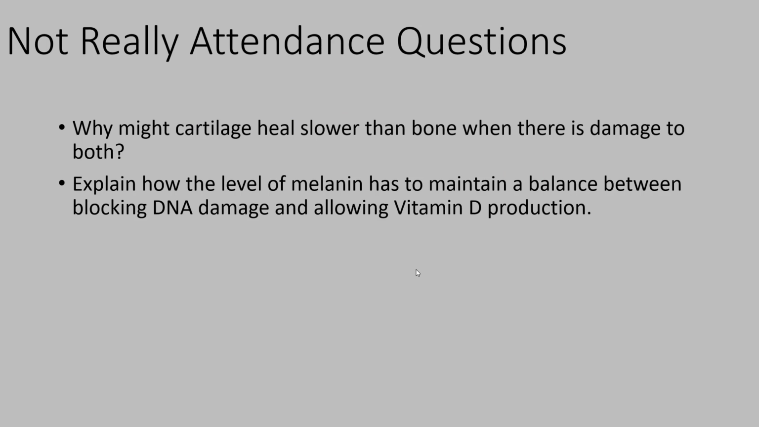Why might cartilage heal slower than bone when there is damage to both? And explain how the level of melanin has to maintain a balance between blocking DNA damage and allowing vitamin D production. So go ahead and pause the video, try to answer those. This might take a little bit more thinking than some of our more traditional questions, especially the second question here. You can think of it as a case study almost, or a thinking cap question.